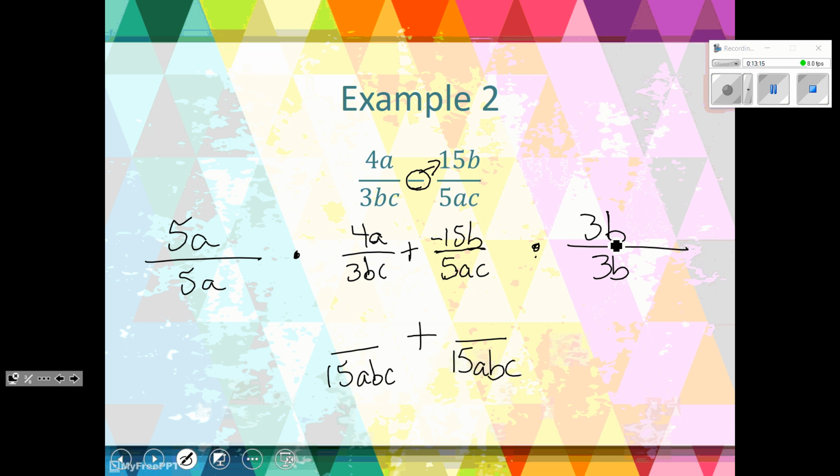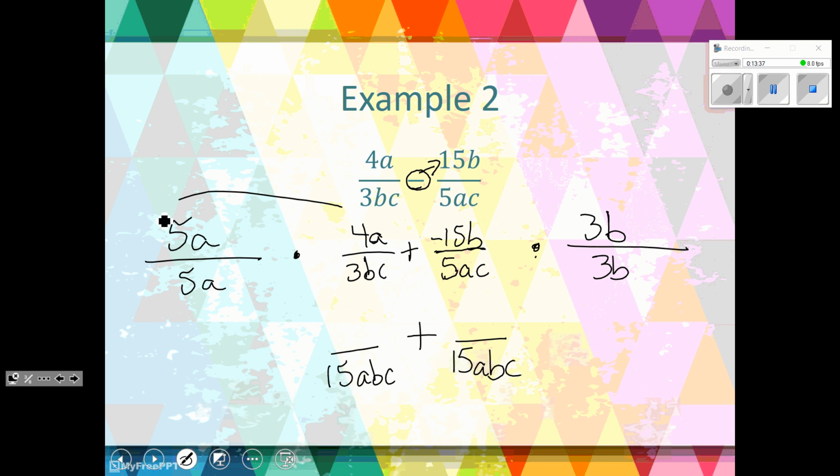Now, some people said, Miss Corns, can I go ahead and start canceling some of this out, like in the middle of my problem? When do we cancel in a problem? When do we simplify? At the end. Right now, I have not even added my problems together yet. Do you understand what I'm saying? I'm still working on the common denominator. So we've got the common denominator.